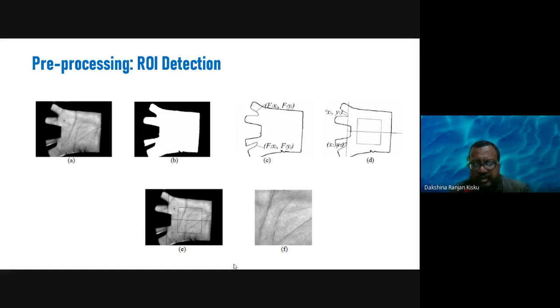And you can see here that this small region of the palm image contains the principal lines, all three principal lines, and creases, wrinkles, and even a small number of ridges.